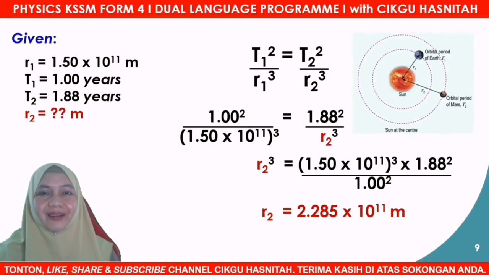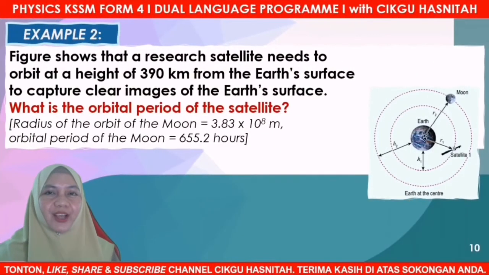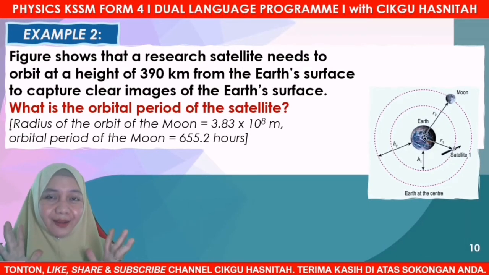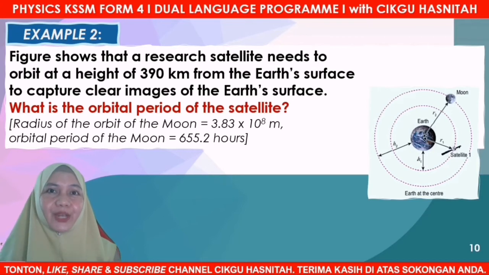Okay, simple, right? Now let's check on the second example. I hope you do this together while following this video, so it will help you to understand the content in a better way. So we have a figure here. It shows a research satellite which needs to orbit at a height of 390 kilometers from the Earth's surface, to capture a clear image of the Earth's surface. So the question is, what is the orbital period of the satellite?